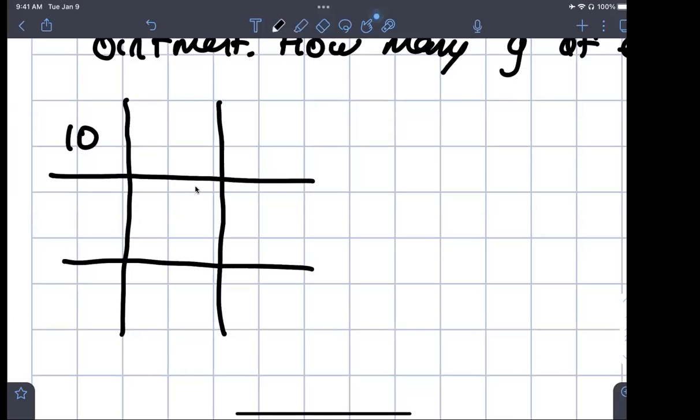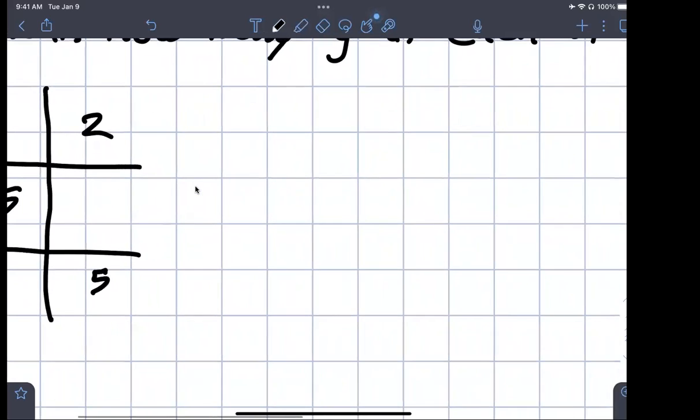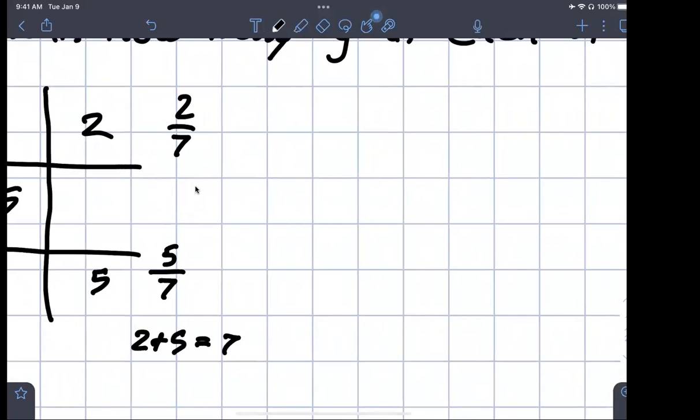You are desiring a 5 and you have a 3. Okay, so 10 minus 5 is 5, 5 minus 3 is 2. So now, if you remember what's next, you need to add those up. 2 plus 5 is 7. So it turns into 2/7 and then 5/7.